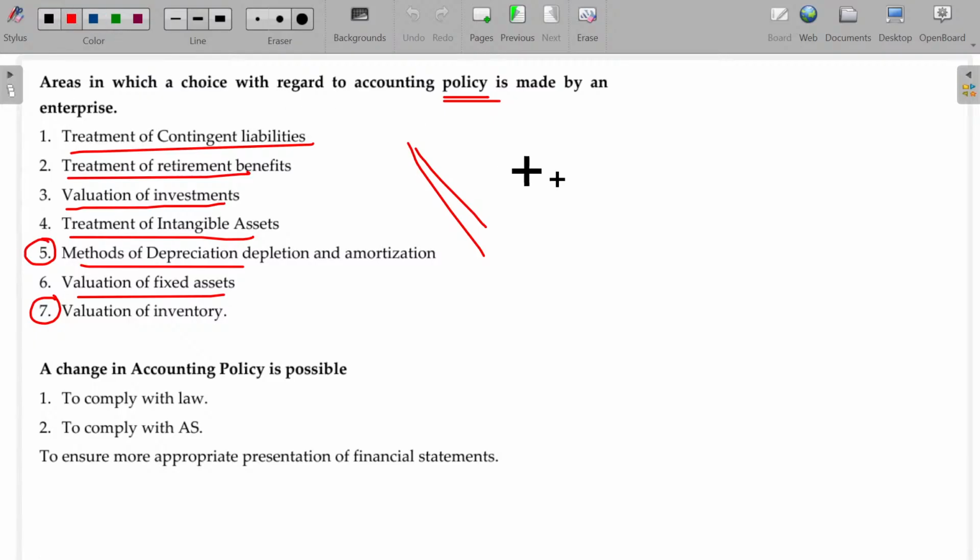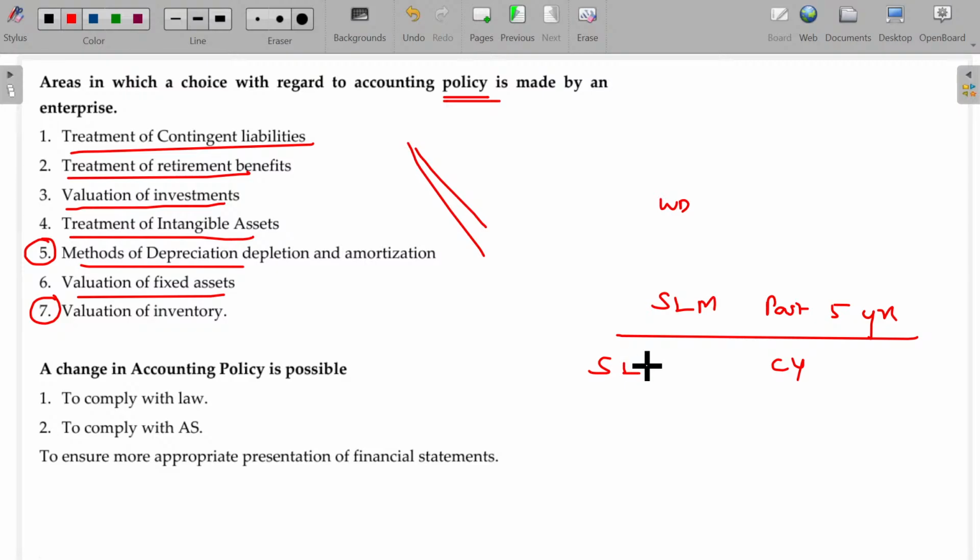And sir, I followed the SLM method for the past 5 years. Okay. In the current year, I want to shift from SLM to WDV method. Can I do so, sir? You know that as per the consistency concept, if you follow the SLM method, you have to follow the SLM method year after year. If you follow the WDV method, you have to follow the WDV method year on year. But in the last 5 years, you followed the SLM method, and in this current year you want to shift from SLM to WDV. Can I do so? Any method you followed, if you plan to shift from one model to the other, can we do so?